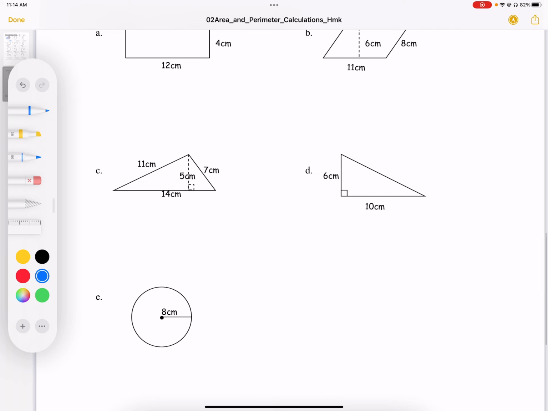When we do our circles, remember that we have to make our square, our r squared first. So that's going to be 8 times 8. It's 64 centimeters squared. We times that by pi. If we want the decimal version of this, we could just do 64 times pi. Remember, make the square 64 first. And we end up with 201.06 centimeters squared is going to be the area of that circle.